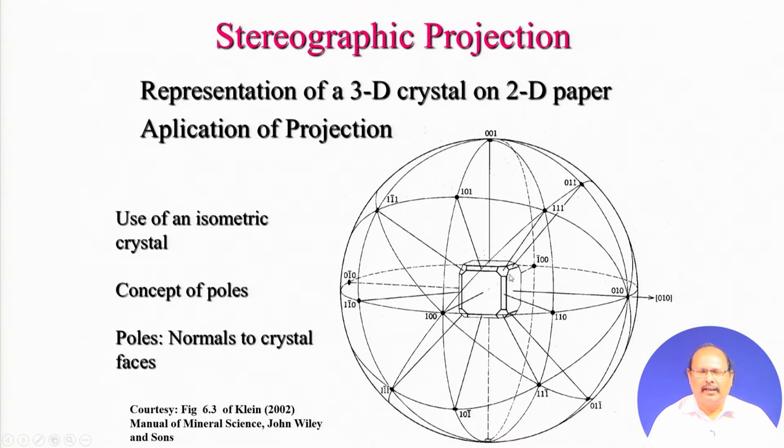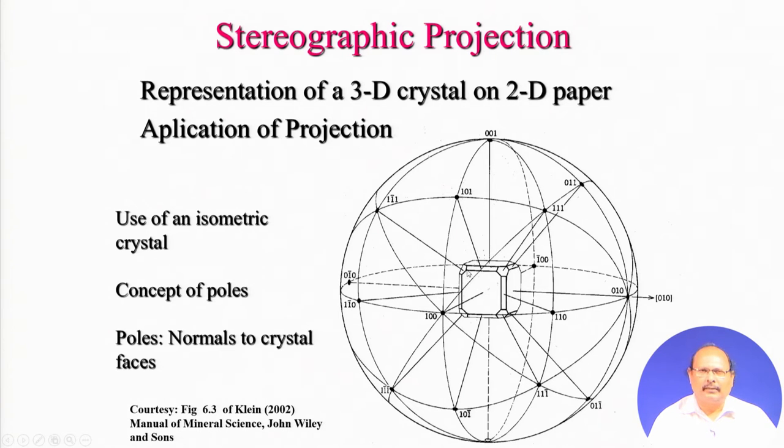In the same way, consider this particular face which intersects the three directions A1, A2 and A3, all in their positive directions. If the intercepts are all unit cell lengths, then the nomenclature of this crystal face is 111. So, what you can do now is draw a normal to this crystal face.